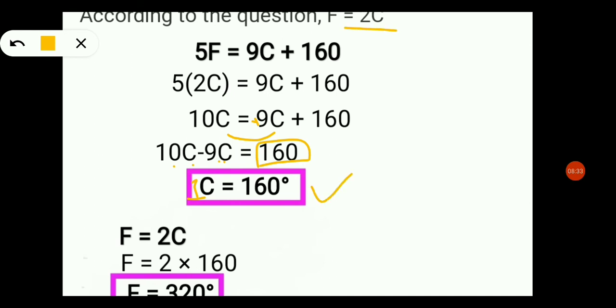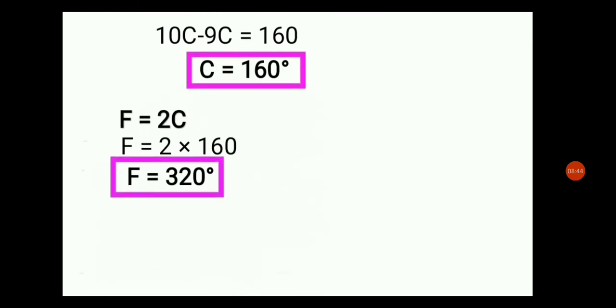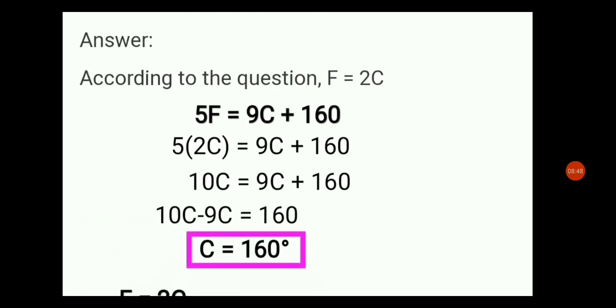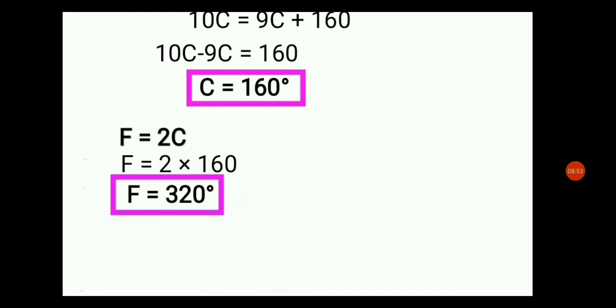That has to be put into our question. F equals 2C. Instead of C, you should substitute 160 here. So 2 into 160, that is F equals 320. So when Fahrenheit is twice the Celsius, when Fahrenheit is 320, it will be two times the Celsius value. So the answer is F is 320 degrees Fahrenheit.